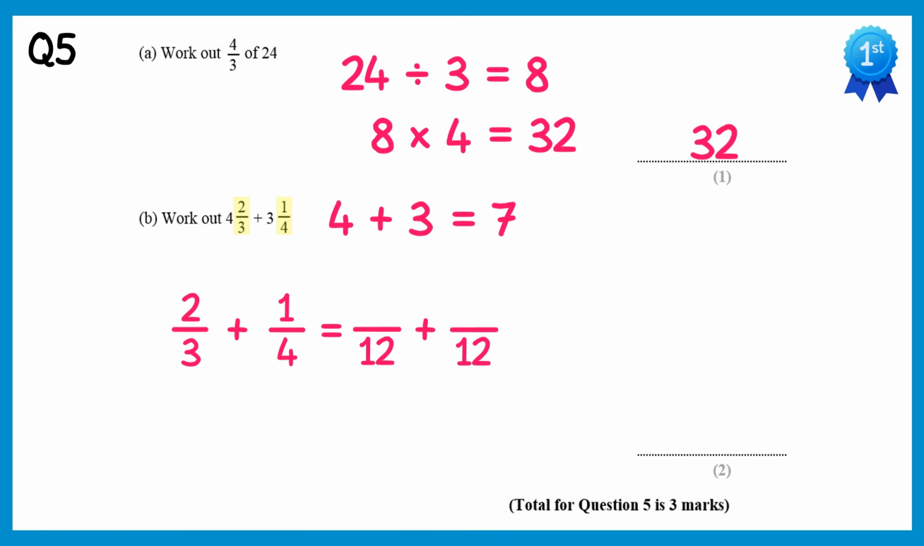We then convert the 2/3 and quarter into twelfths. So to get from 3 to 12 we times by 4, so if we times the 2 on the top by 4 we get 8. If we look at 1/4 now, to get from 4 to 12 you times by 3, so times 3 on the top, 1 times 3 is 3. We can now add these together, so if you add the numerators 8 add 3 gives you 11, and you keep the denominator as 12. If you combine both parts together here then, the answer is 7 and 11 over 12.